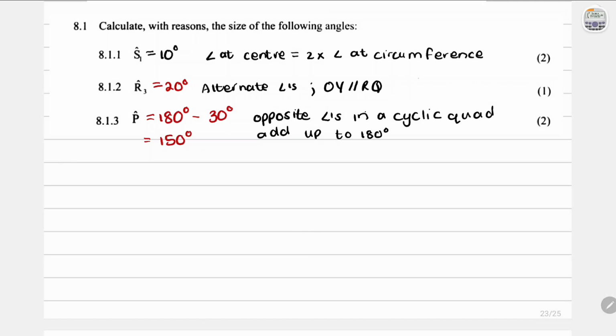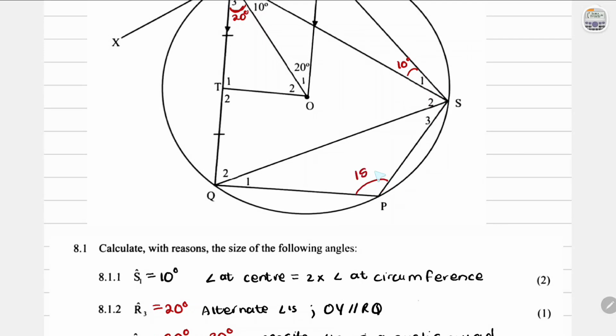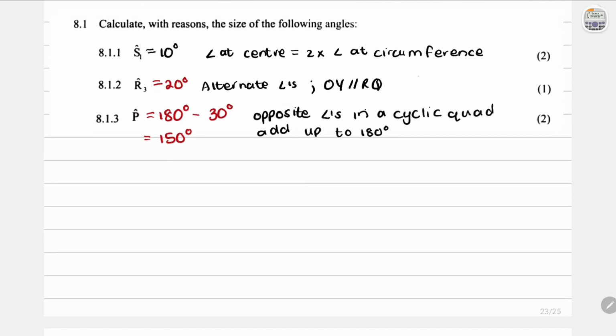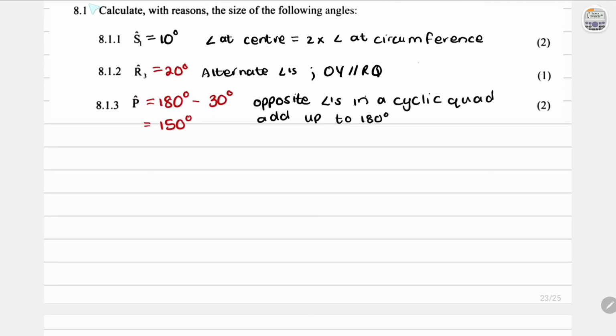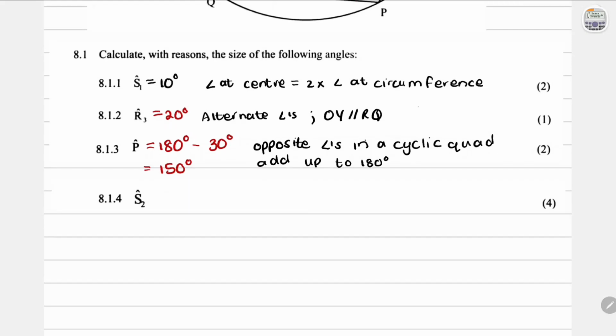Okay, so that is it for that question. And always make sure that as you are working through these, you fill in the angles that you find, because it's going to probably help you with the next question. Okay, moving on to the next question. The next question is we need to find the size of angle S2.